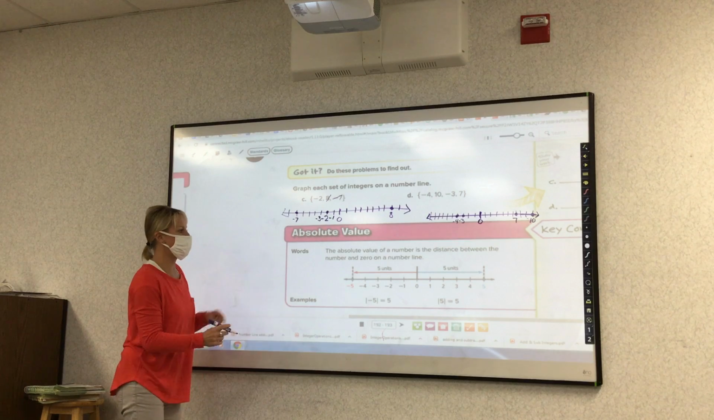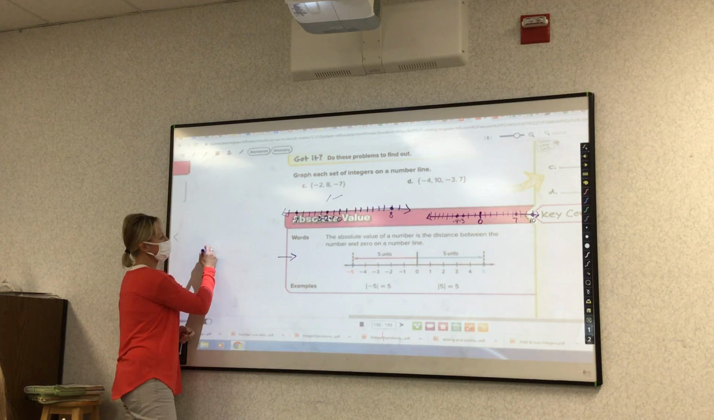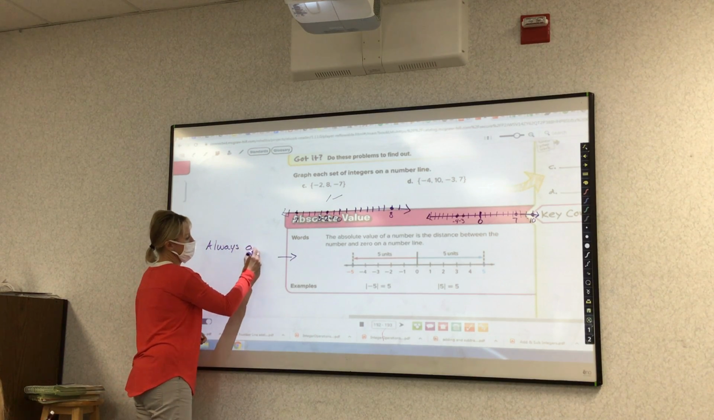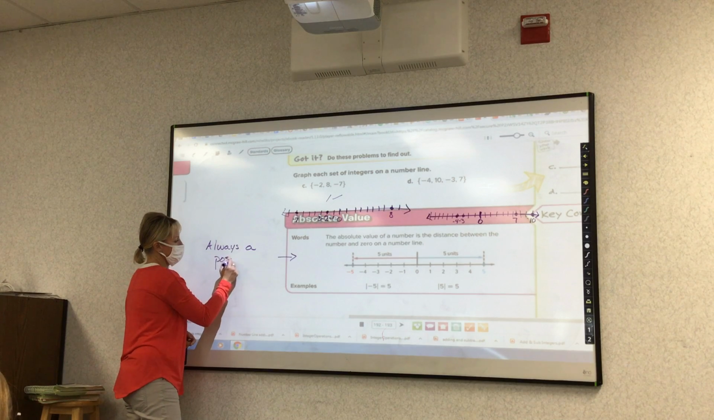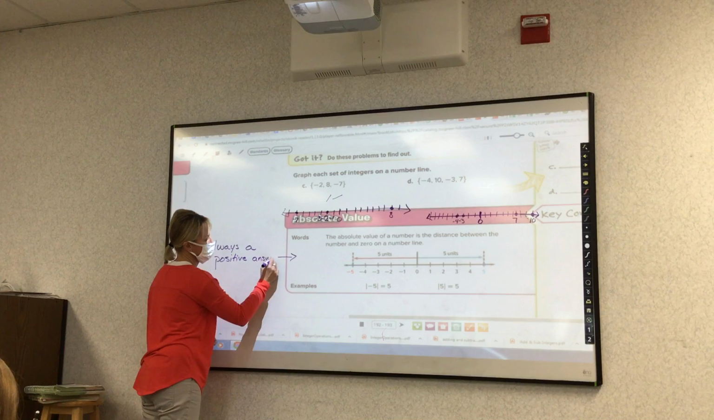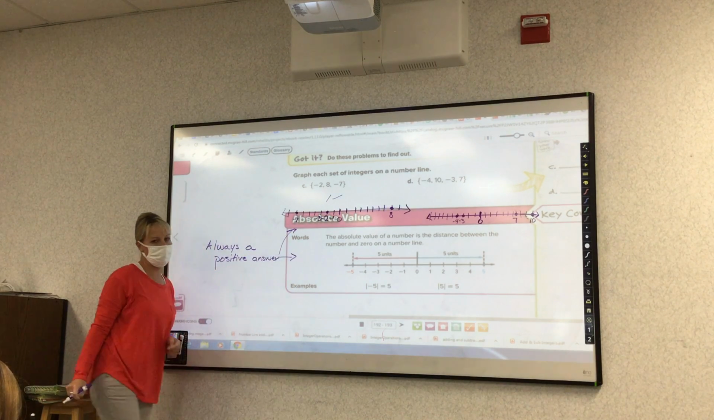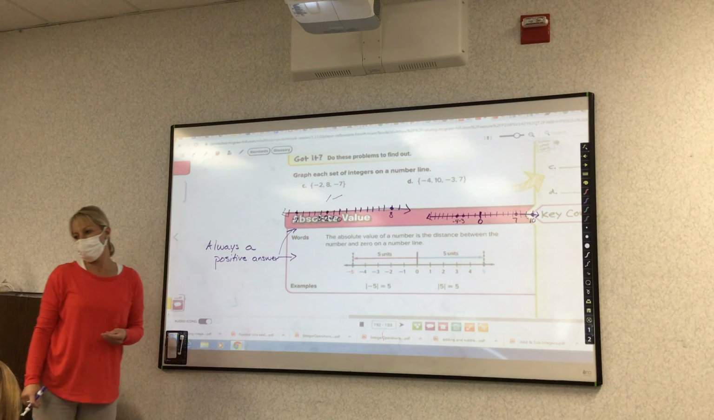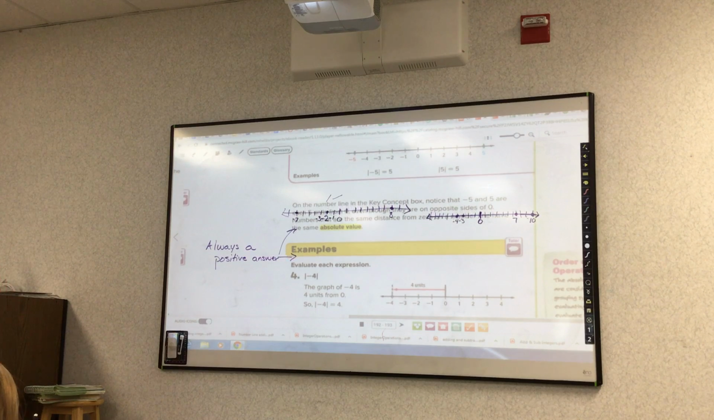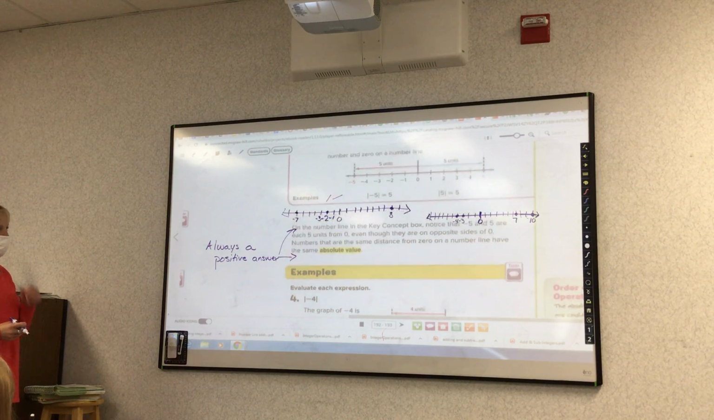You're going to write a note. For this absolute value, you're going to write off to the side, always a positive answer. So the absolute value is always a positive answer. Because it's a distance from 0. How far away from 0? It's always going to have a positive answer.